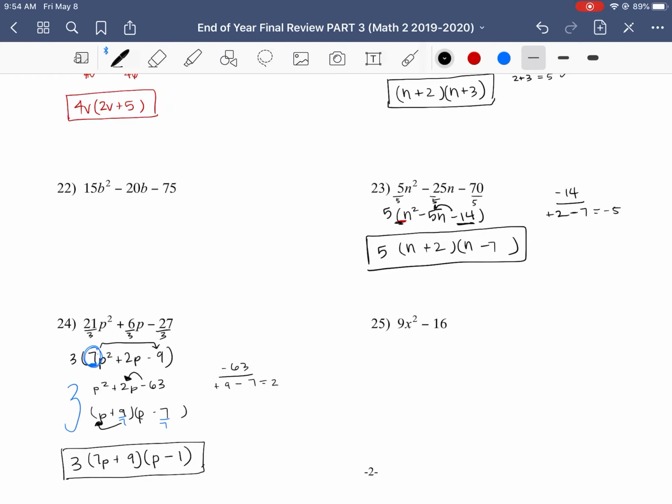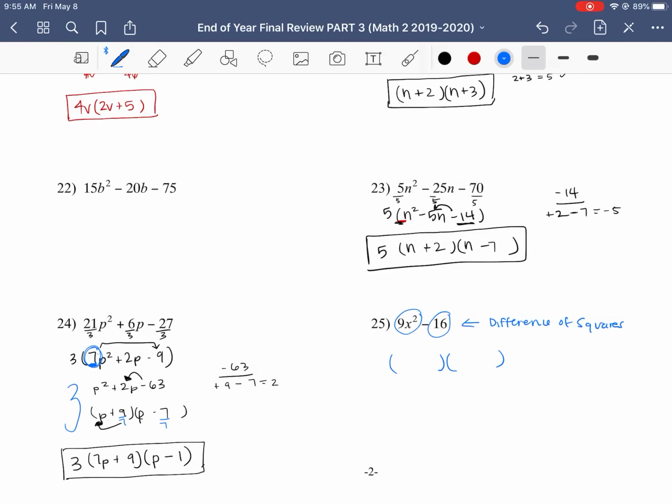Okay. Number 25 looks a little weird, right? 9x squared minus 16. We look for something that divides out of everything. There's nothing there. This is one that we call the difference of squares. Okay. Now you can use the bottoms up on this. You're finding something that multiplies to 0 because there's no middle term.